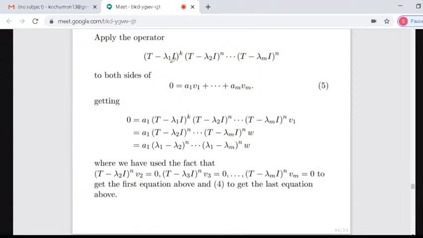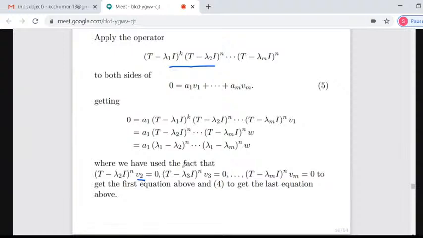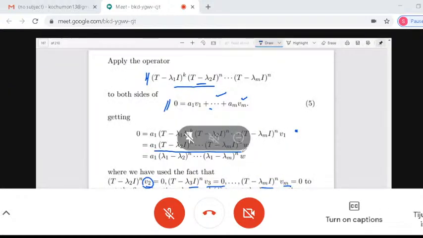If you apply this operator to both sides, we get 0 equal to a1 times the operator acting on v1, and then you have to act this operator on v2, and so on. But (T minus lambda 2)^n acting on v2 is equal to 0. There is a term (T minus lambda 2)^n in my operator. When you act on both sides, this is nothing but acting on the first vector only. But then what is (T minus lambda 1)^k acting on v1? By definition, that acting on v1 is our w.